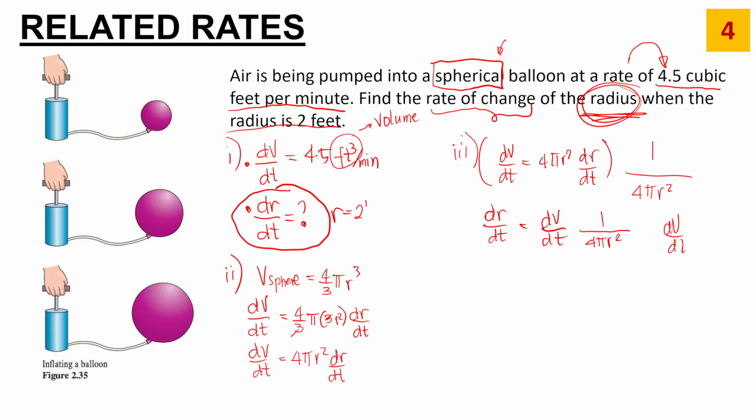dV over dt is given and the r is also given. So we can proceed. We can calculate the rate of change of the radius with respect to time. That is, we have our 4.5 cubic feet per minute times 1 over 4 pi times our r, which is 2 feet, squared.